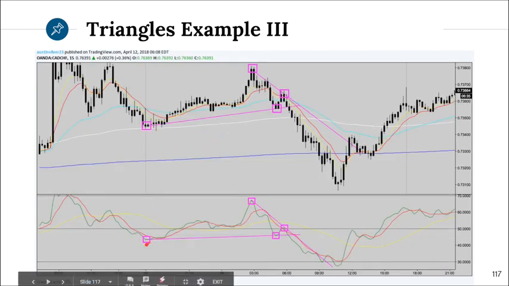Another example here. Start on the RSI. Left to right on the bottom, it's rising. Candles, left to right, it's rising. RSI on the top, left to right, it's dropping. Candles, left to right, dropping. What does that tell us?